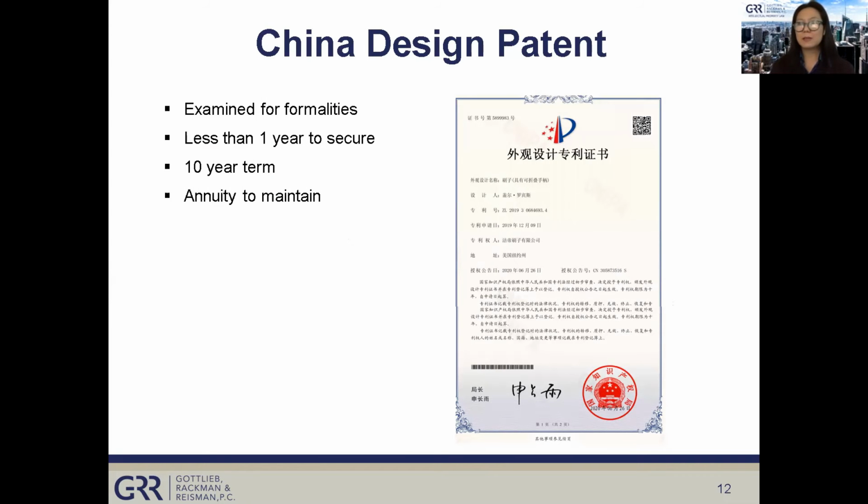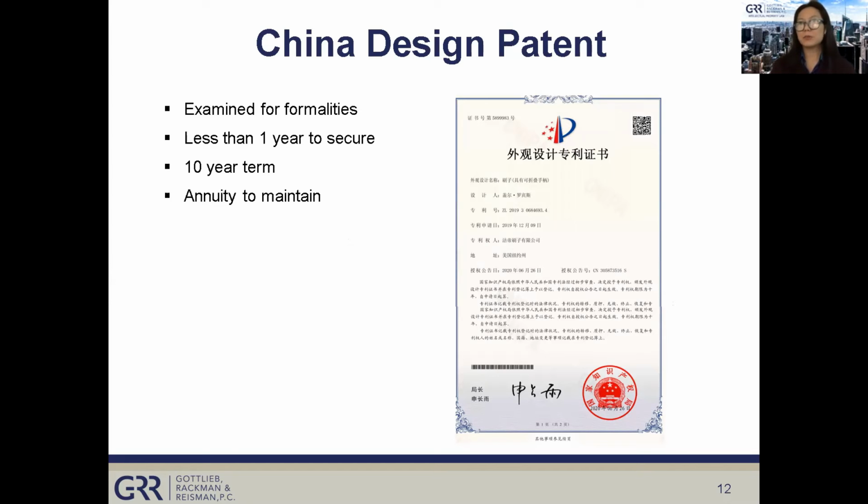So unlike in the US, a China design patent does not get substantively examined. So it's a lot quicker to secure, and they only review it for formality purposes. So long as it meets the formality, it will grant the design patent rights. Typically, it takes less than 1 year to secure in China. In the US, it can take any time from 1 to 2 years.